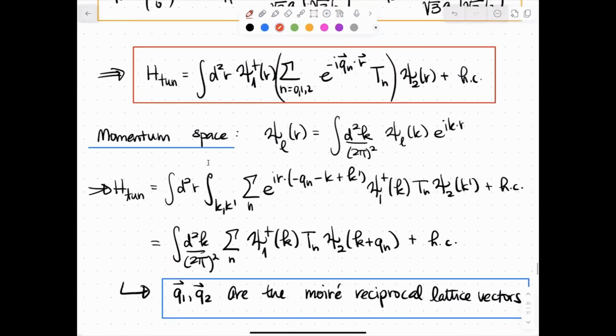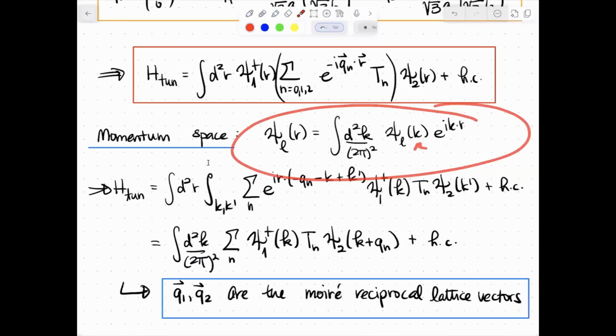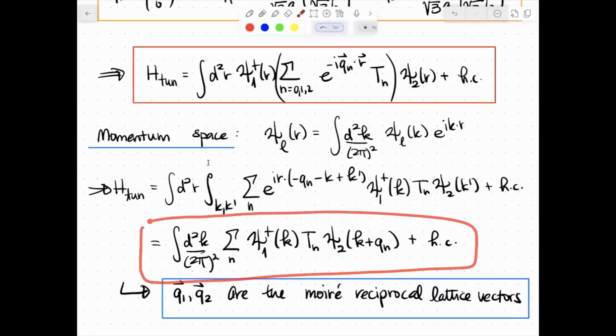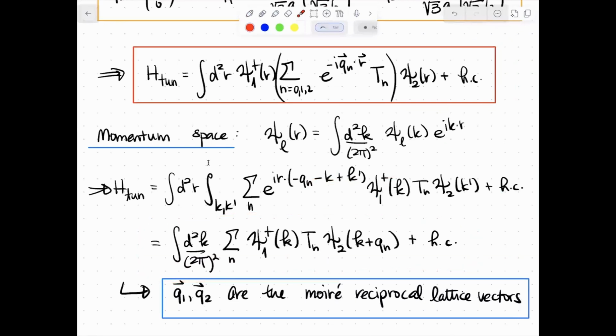Okay, so in reality, what you would do is you'd want to go to momentum space. So, we go to momentum space. K here now takes value in the entire plane. But this thing here is essentially implementing a shift. So we have psi 1 dagger, psi 1 dagger, Tn, and then it's shifted by that Q.